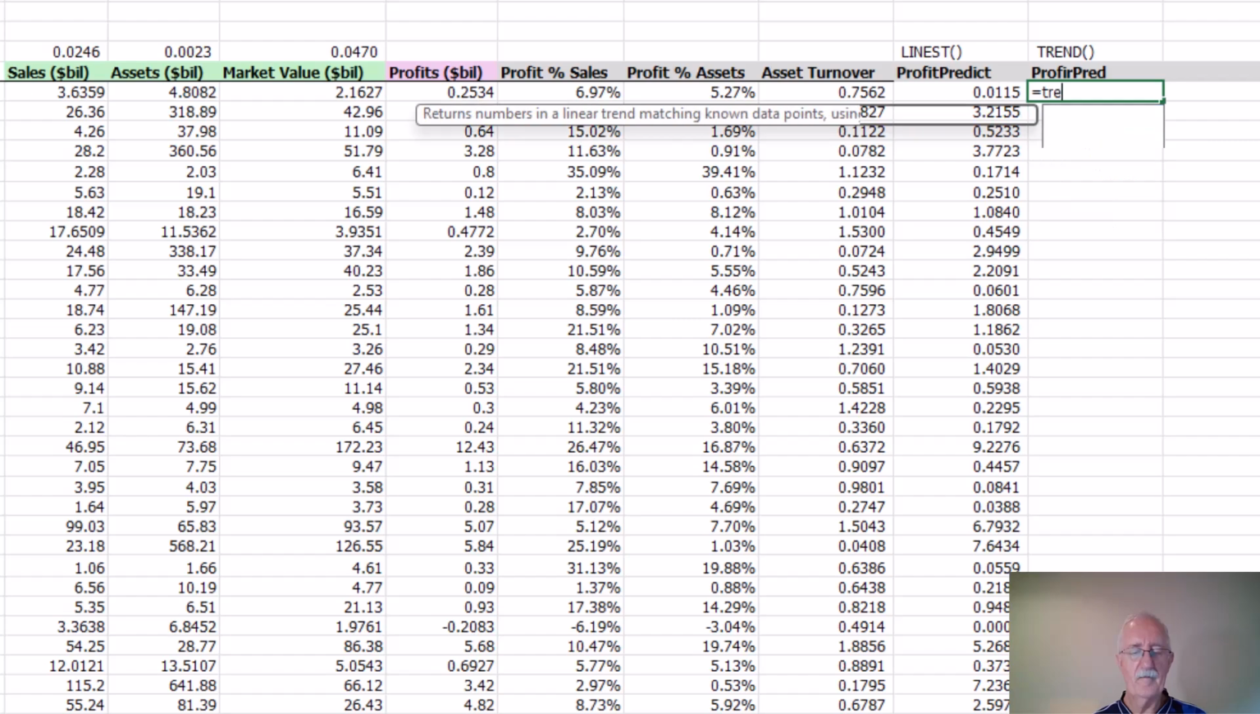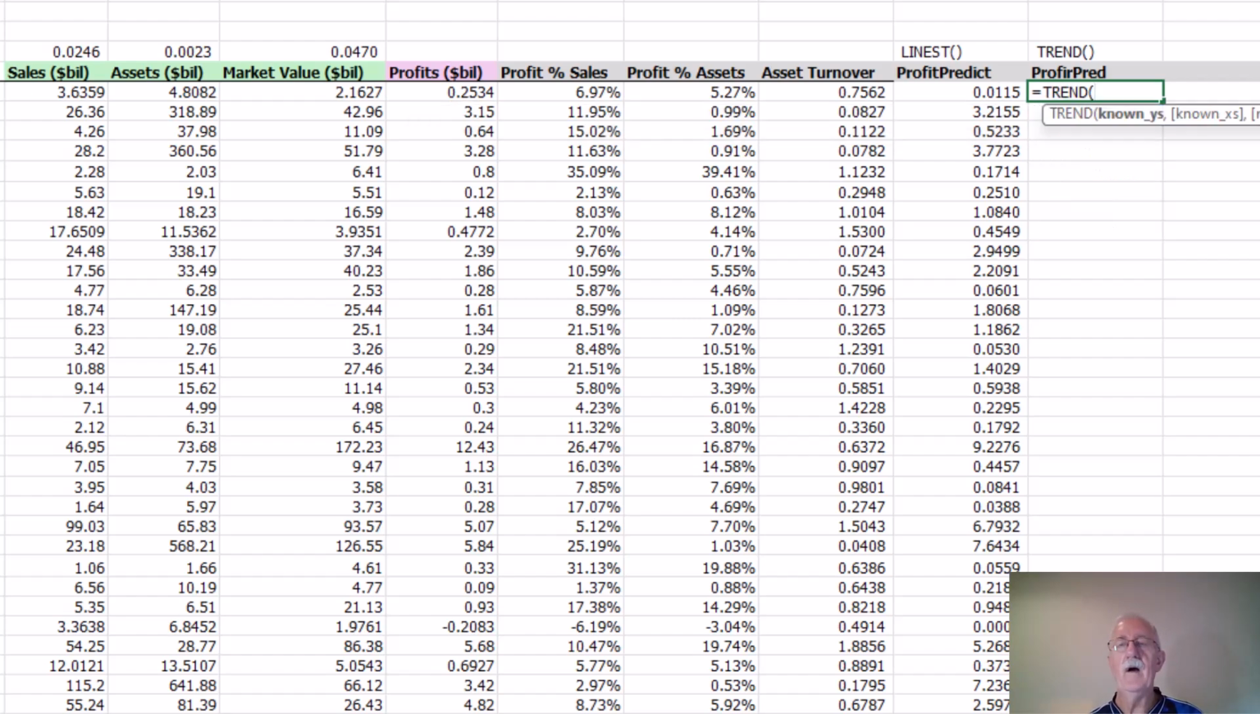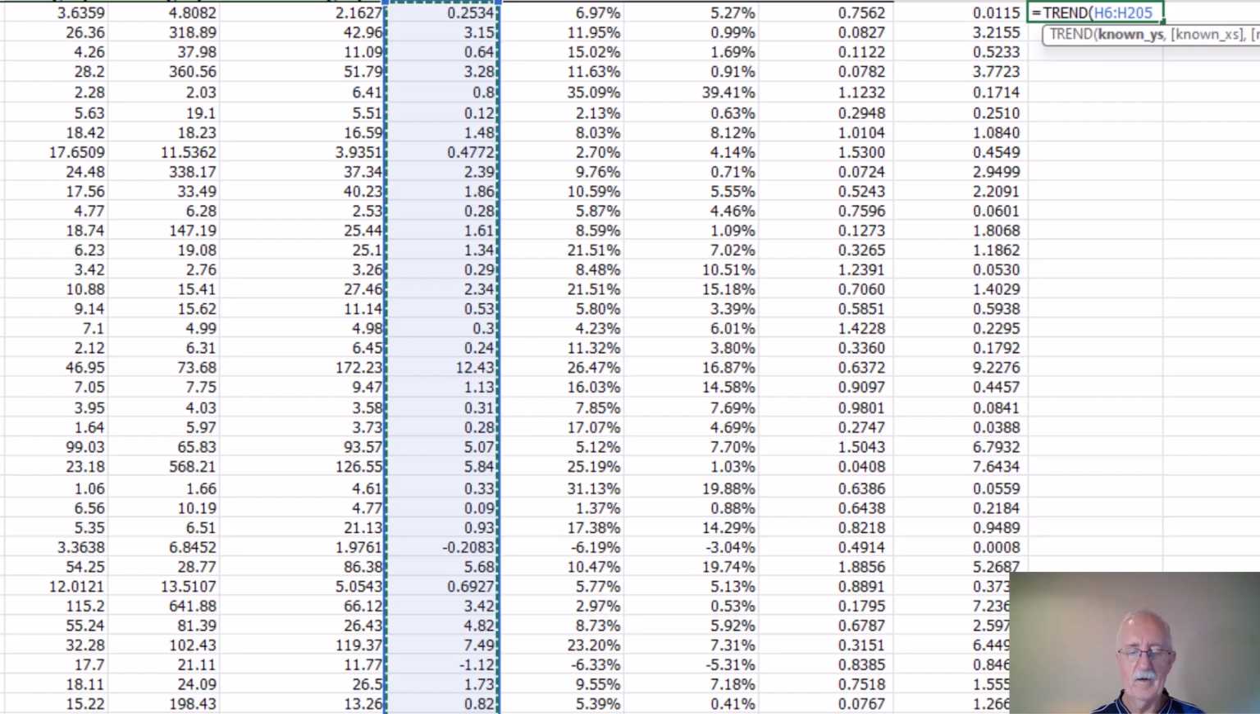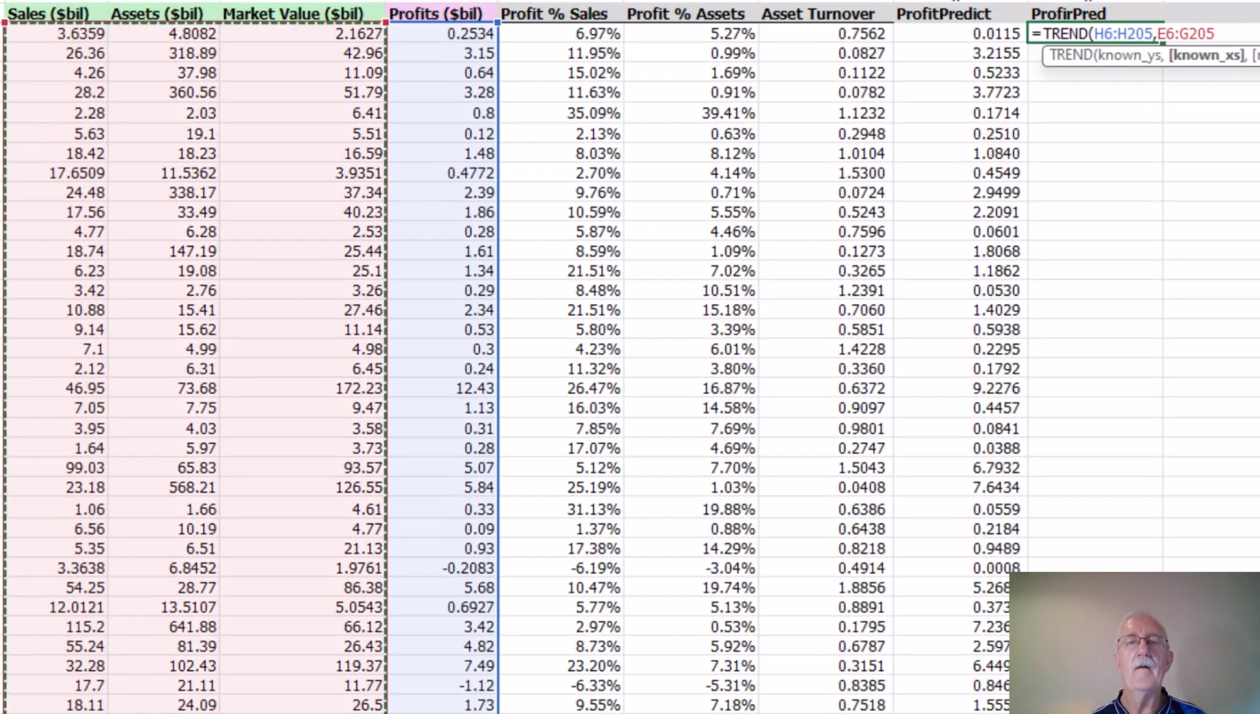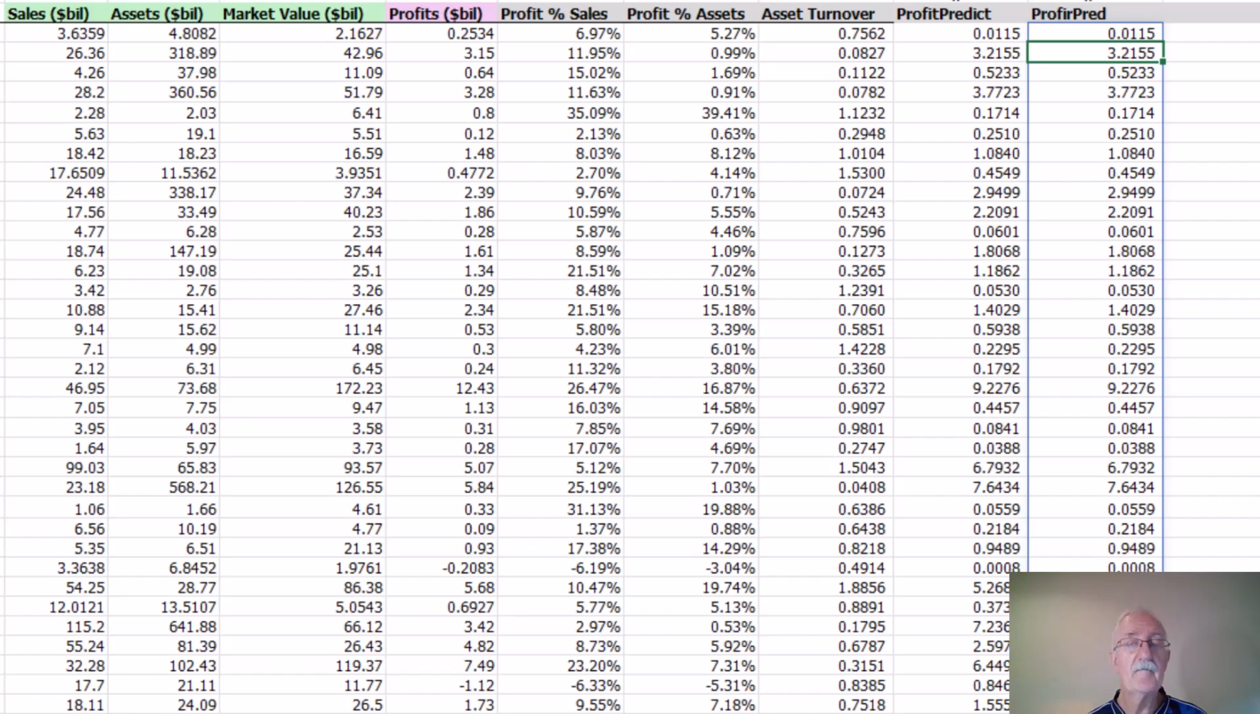Equals TREND, known y's. Again, I go down to the bottom and then come back, so I can see what I'm doing at the top of the table. And then the known x's. Let's go down, up, close bracket, watch. Did you see that? Press enter, and it gives me all the predictions, all the profit predictions.